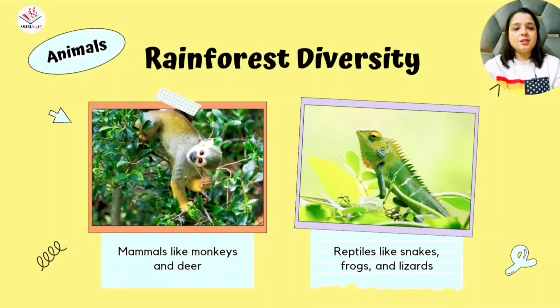And there are some more animals which I want to talk about, that is the mammals like monkeys and deer, the reptiles like snakes, frogs and lizards. So all this variety of animals can easily be found in a rainforest.